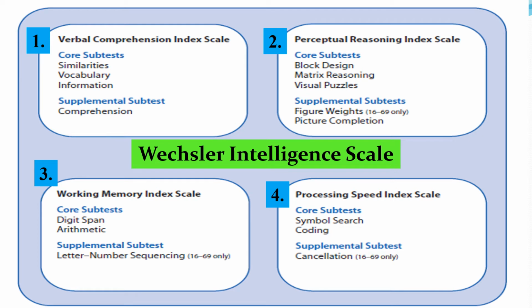The Wechsler IQ test today also has this idea of many different IQs. So when you take a Wechsler test, you get a verbal comprehension score, a perceptual reasoning score, a working memory score, and a processing speed score. Each of these is determined by many different subtests, as shown here in this illustration.